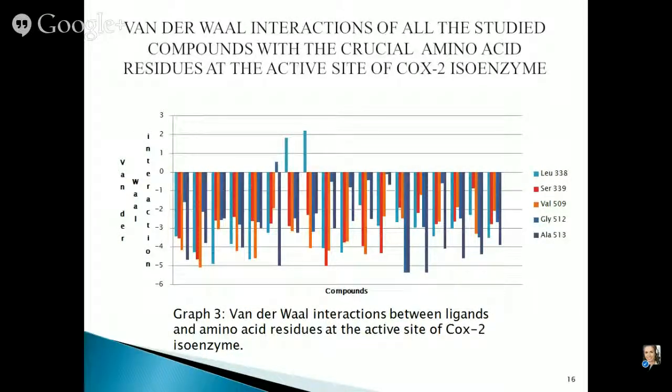This is the third graph. This third graph shows the van der Waals interaction of all the studied compounds with crucial amino acid residues at the active site of the cyclooxygenase 2 isoenzyme. Virtually all the molecules, aside from three compounds, show a very stable, good interaction with the key amino acid residues at the active site of the cyclooxygenase 2 isoenzyme.